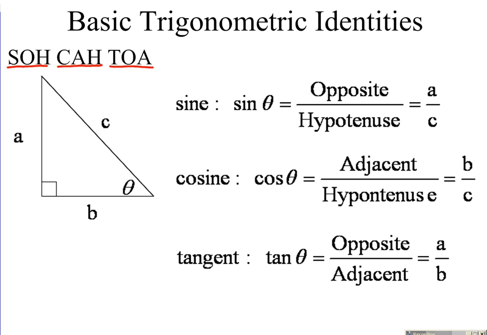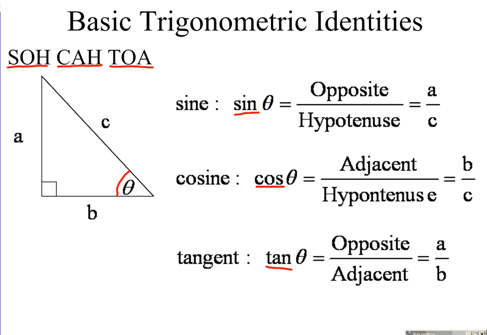So here are our three basic trig functions: the sine function, cosine function, and tangent function. On your calculators, they are abbreviated SIN for sine, COS for cosine, and TAN for tangent. When you talk about them in terms of their names, not their abbreviations, you say sine, cosine, tangent.